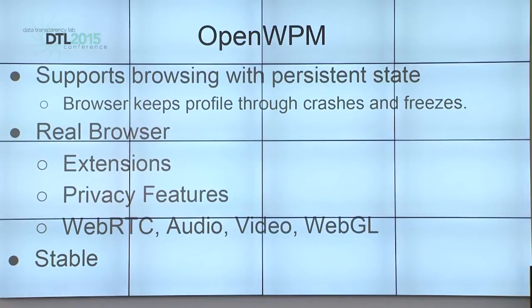So a few other points is we want to support state. We want to be able to do crawls that keep the same cookies every time you visit a new site. We want that to be consistent, even if the browser freezes or crashes. We don't want that to corrupt the data for the study. And like I said, we're using Firefox for a reason. We want to be able to test extensions, for example. How well does Ghostery fix the problems that we're studying?